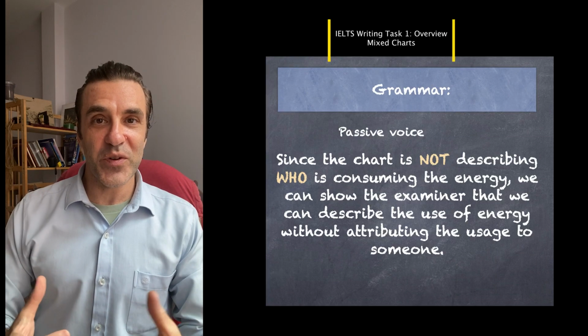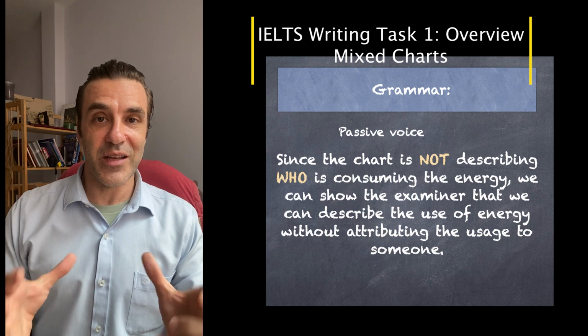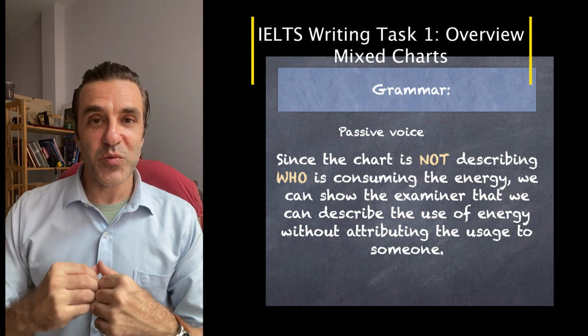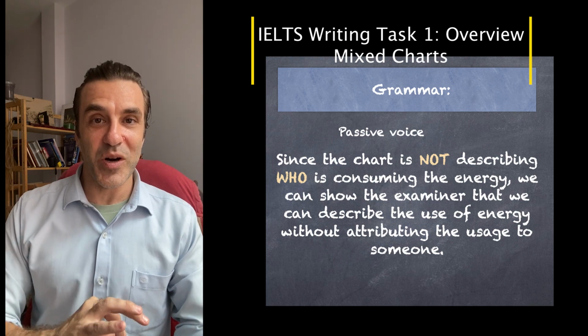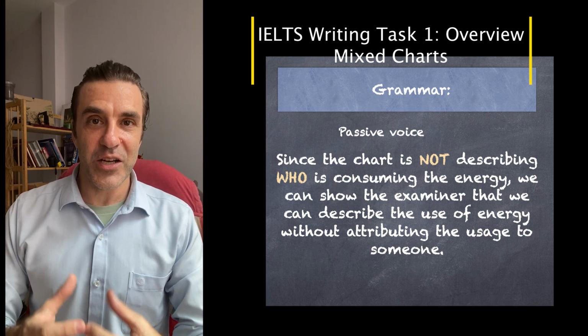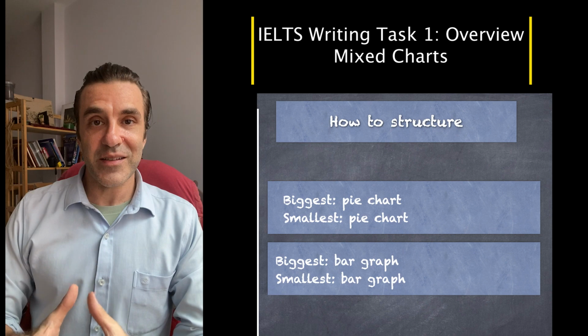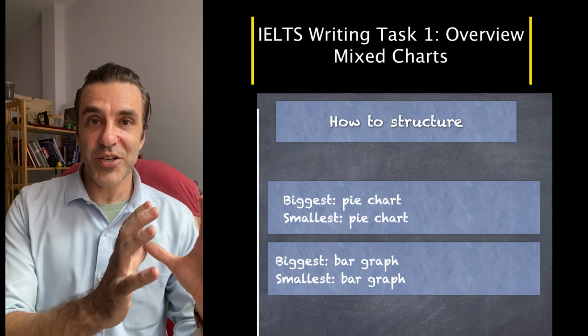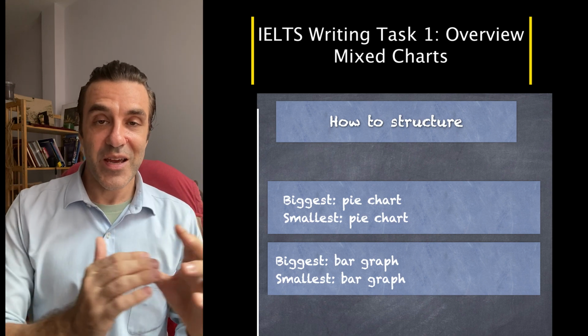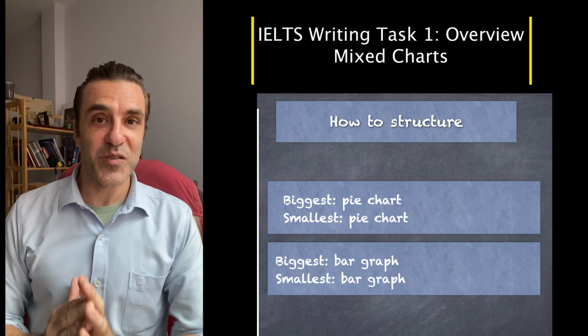And it's very helpful to use passive constructions in Writing Task 1 because we're looking at the information and not attributing it to someone, because in the chart it's not attributing it to someone. And lastly, when organizing the sentences, I will first focus on the pie chart, the biggest and smallest, and then the bar chart, the biggest and smallest.